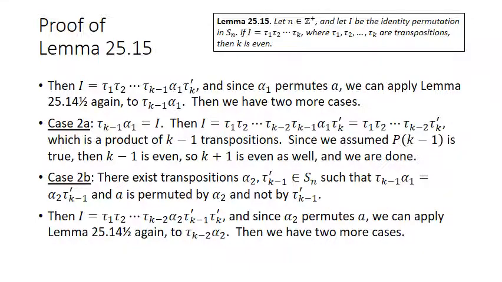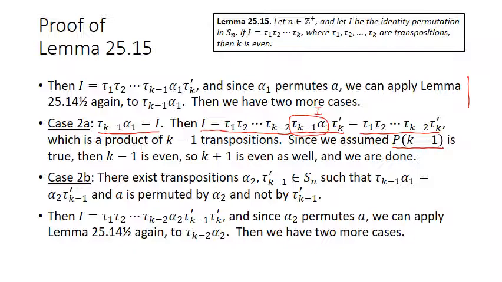Okay, so here are the two cases. So this is all just from the last slide again. So we're applying that lemma again, and here are our two cases. So the first case is that tau k minus 1 times alpha 1 might equal the identity. So if that is true, if it does equal the identity, then here I've just written again what we currently have I equaling. And then on the next step, we would be able to replace this part right here with I. Okay, so that would just cancel out and it would just leave you with this, which is a product of k minus 1 transpositions. So since we assumed P of k minus 1 is true, that would mean that k minus 1 is even, and so that would mean that k plus 1 is even as well, and then we would be done. So that would be great if that happens.